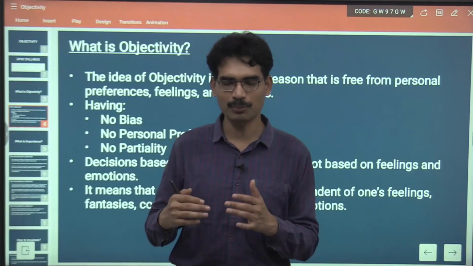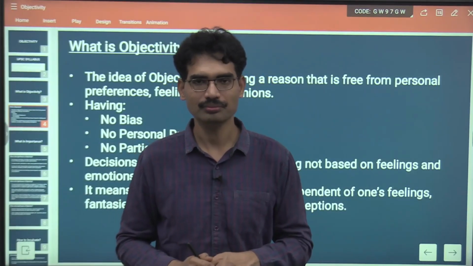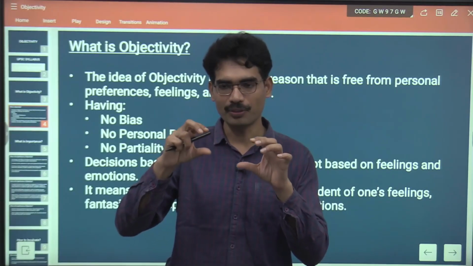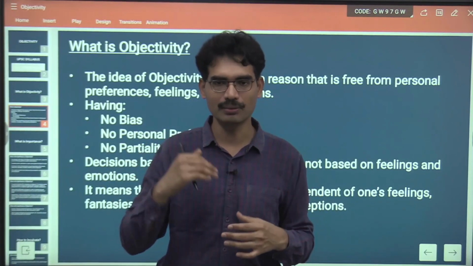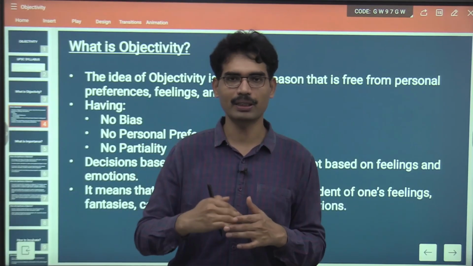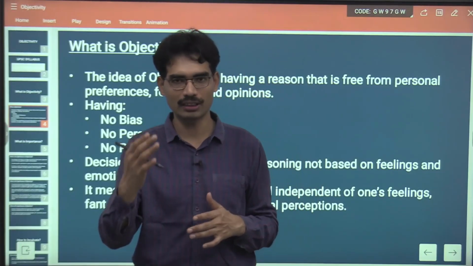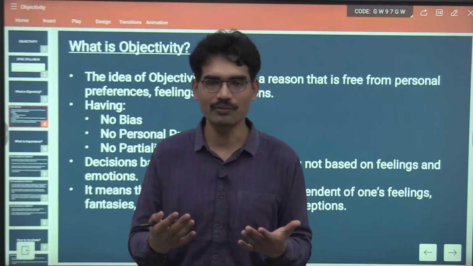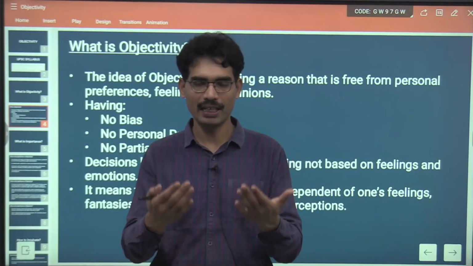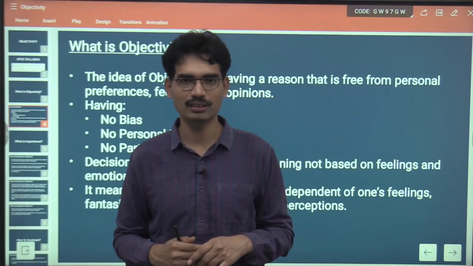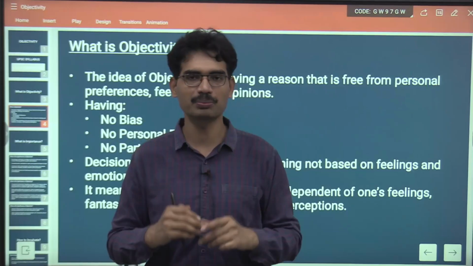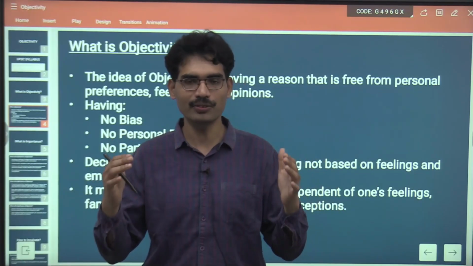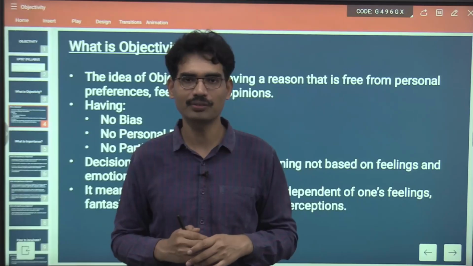Suppose for ministerial berths, the particular position of a minister is given to a particular religion, particular caste, particular language, particular region. It should be based on objectivity: whether a person is eligible for that particular post or not, whether a person is capable for that position or not. Overall, as a country, will it benefit from the efficiency of that particular person?